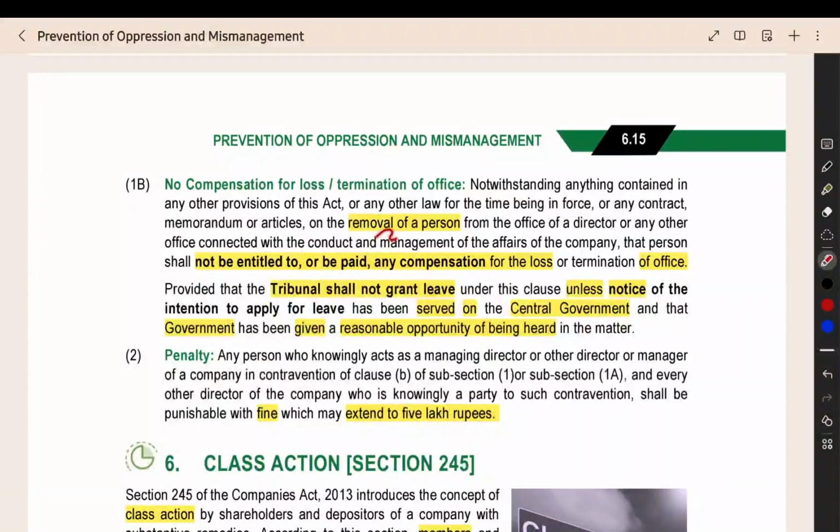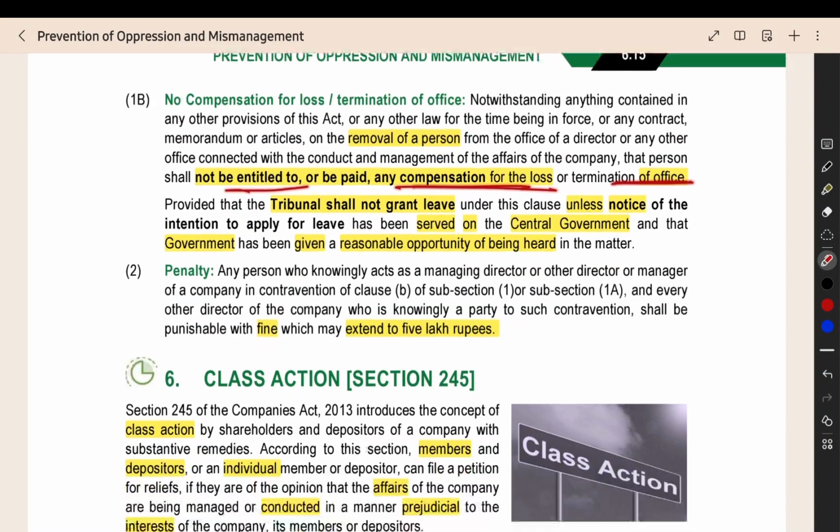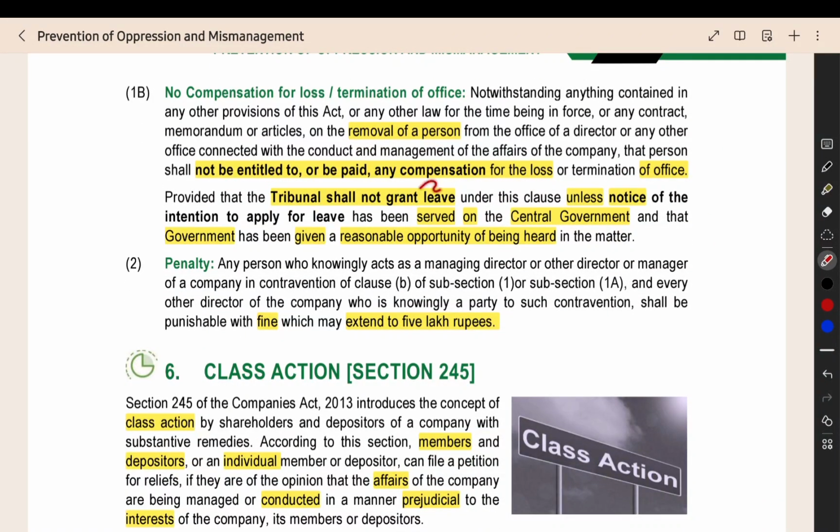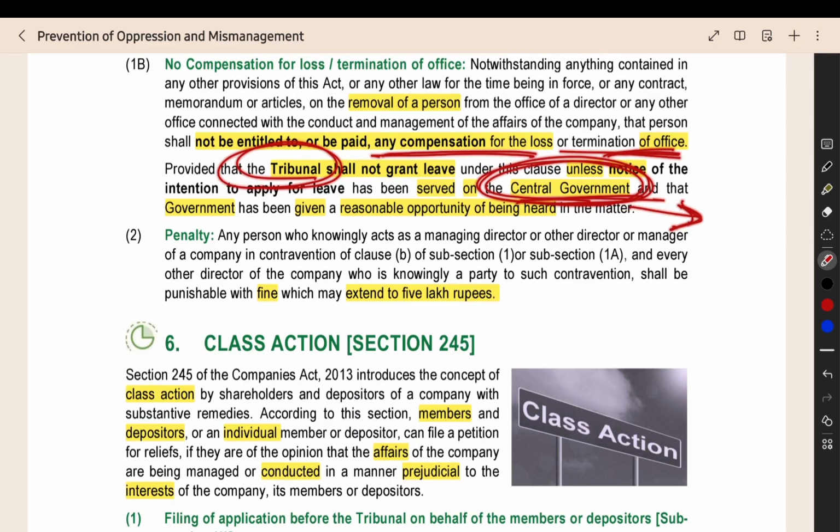Then, if any person is removed, he will not be given any compensation for the loss of office. But if you want to give the compensation, then you have to get the approval of the tribunal. The tribunal also should give an opportunity to the central government. The central government will also give their points and representation. Only after that can the tribunal give permission to pay the compensation for loss of office.